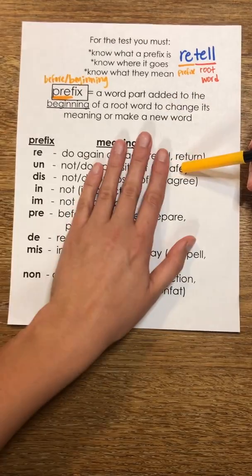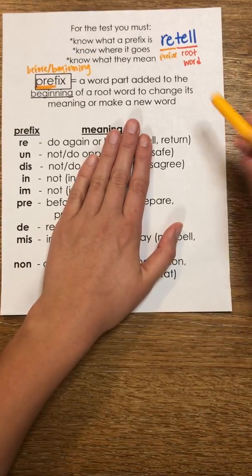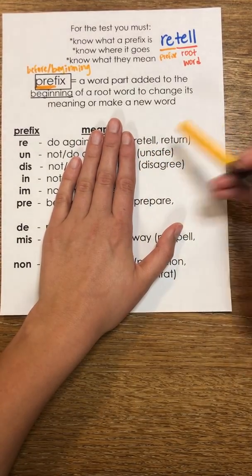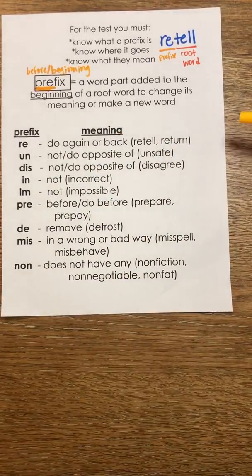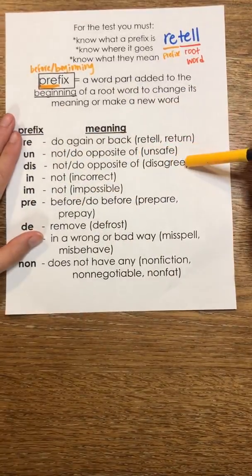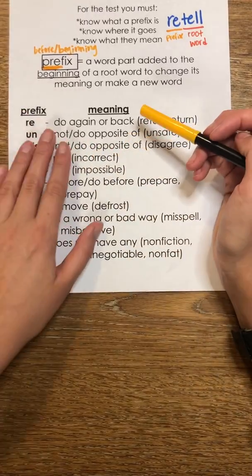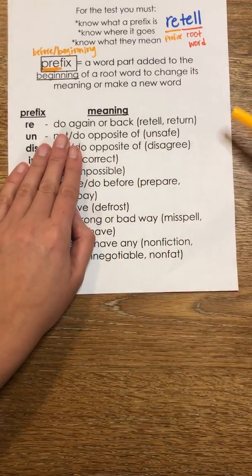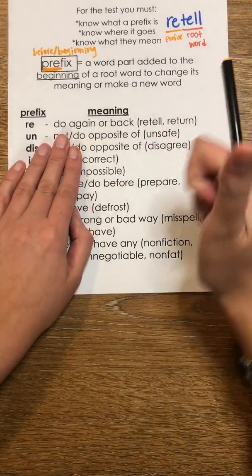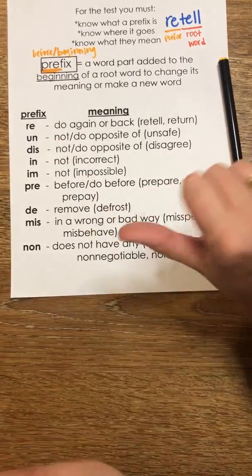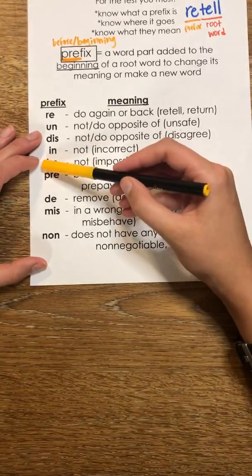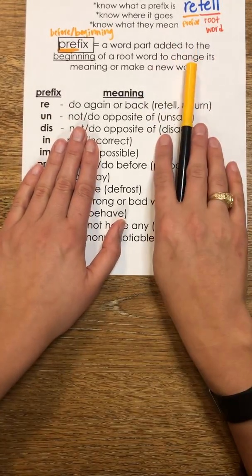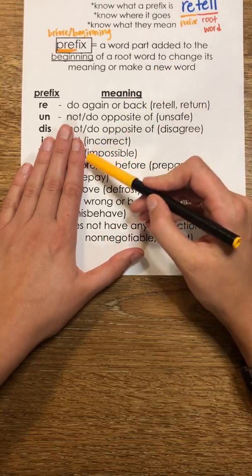So unsafe, so we know safe means that it's okay to do. It's not dangerous. Unsafe would be not okay to do. Not dangerous, okay? Dis, same thing. So we just talked about that. In, so incorrect. In is our prefix. Correct is our root word. Remember, correct can stand by itself. That's why it's a root word. So correct means that you got the answer right. Incorrect would mean that you did not get the answer right. Im also can mean not. So like impossible. If something is possible, it means you can do it. If you put im in the front, it means that you cannot do it.